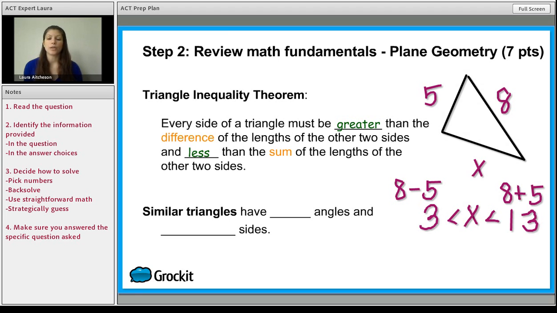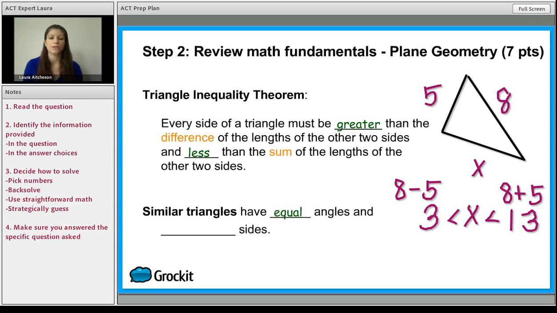So if they gave you the numbers 3, 4, 5, 6, and 7, because there are 5 answer choices, you would pick 3. 3 cannot be x. It has to be greater than the difference. It also can't be 13 or anything bigger than 13.